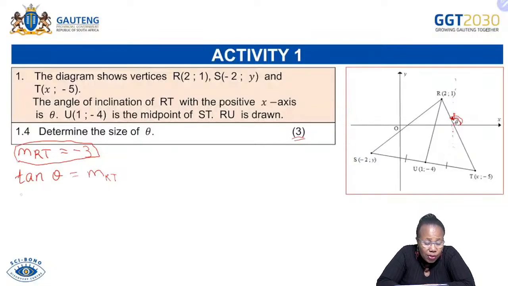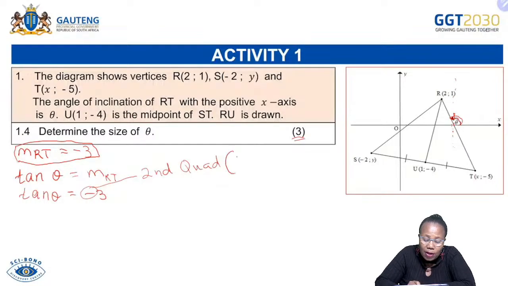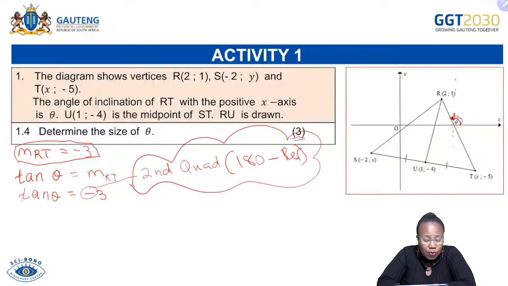Now we substitute the gradient, then you have tan theta equals -3. But remember, this negative is saying to you, you are going to work in the second quadrant. That means it's where you are having your 180 minus reduction, okay? Then it will be 180 minus your reference angle in this case. Okay, grade 12, I hope you understand this part now. And then now let's continue.